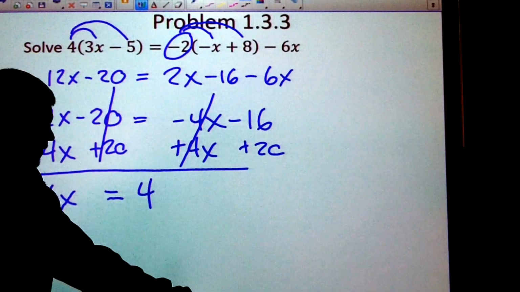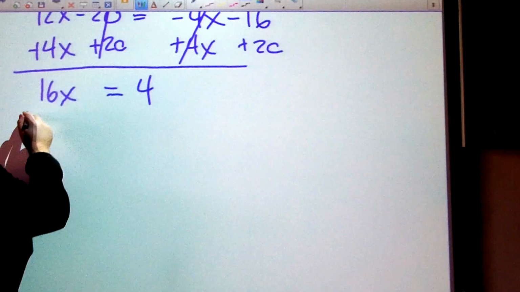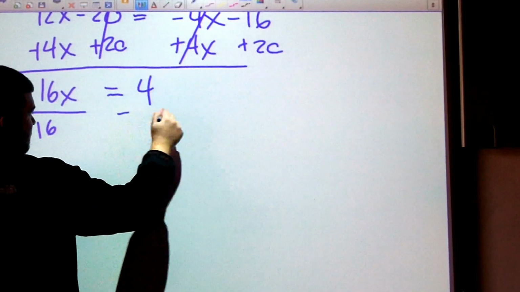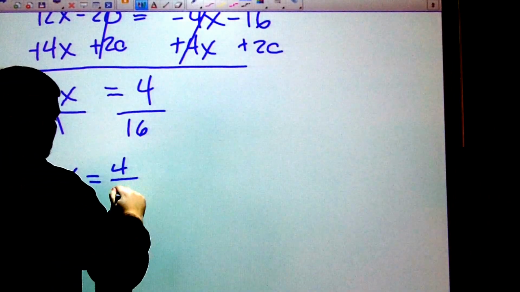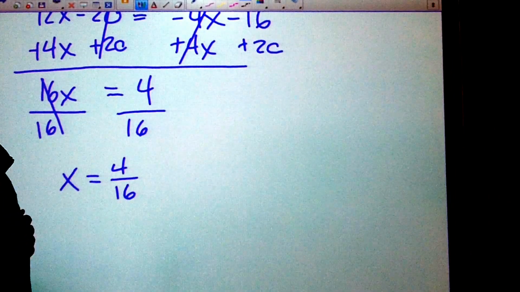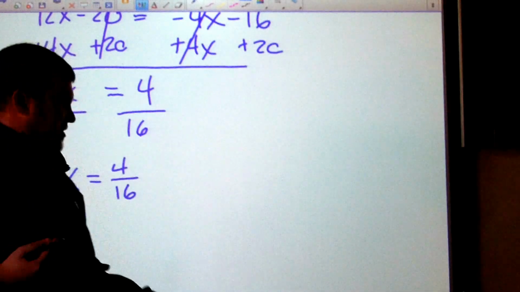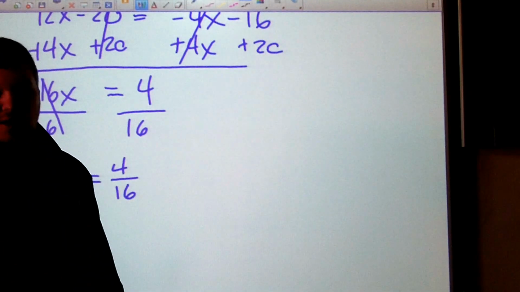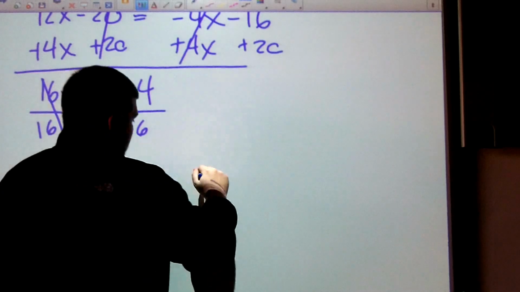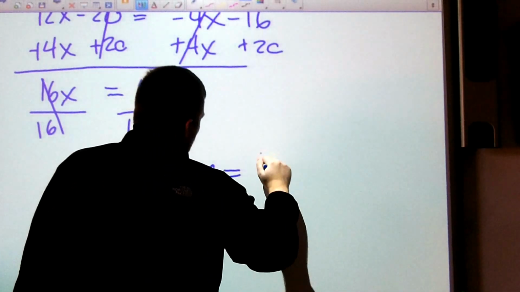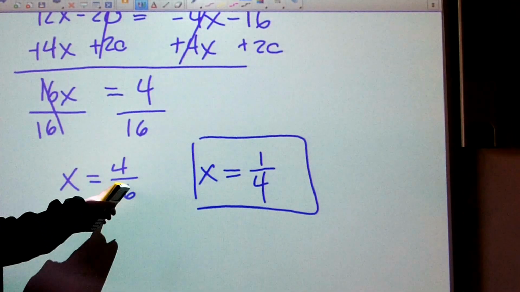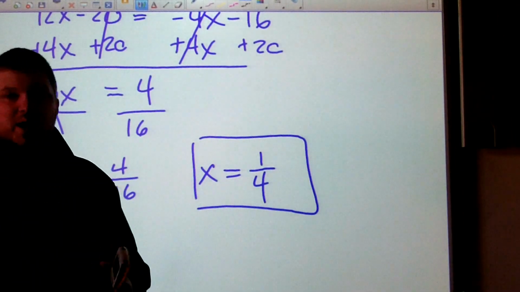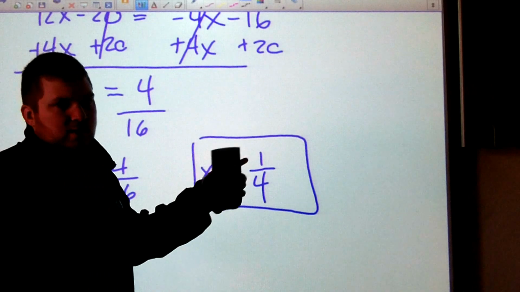Okay, well from here it's incredibly simple. We just divide by 16 on both sides. So x is equal to 4 over 16. However, if we want to do this perfectly, we should simplify our fractions anytime possible. We can in this case, so x is equal to 1/4. Now, this number is technically correct, but it's not the best answer. Okay, the best answer is always simplified.